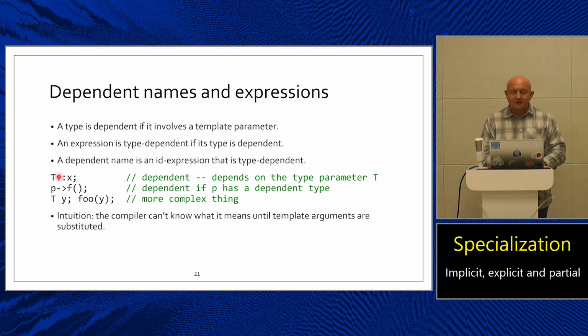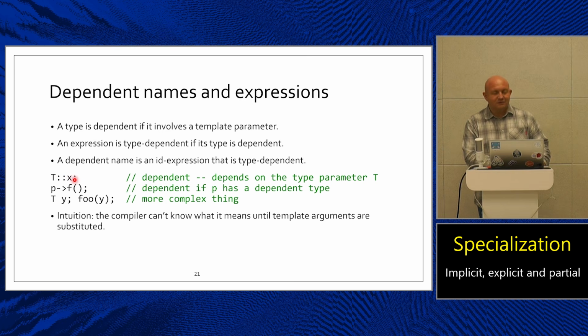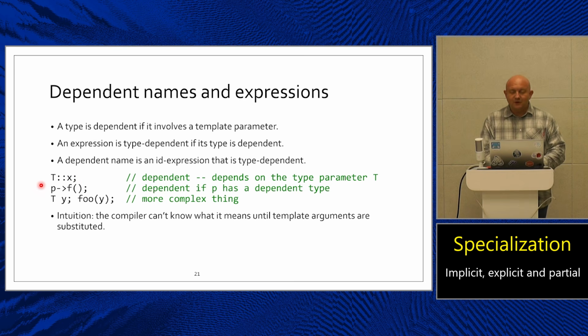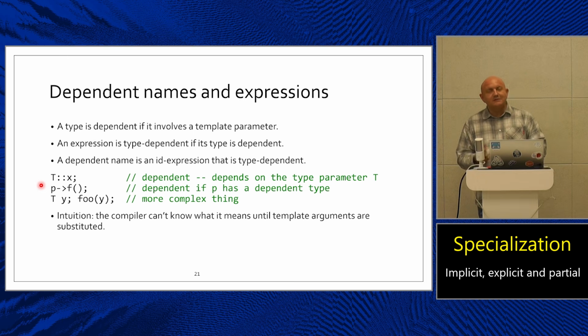Look, T::x. What is x? Is it a type, a static variable, a function? We have no idea until we know what T is. And the same logic applies to p->f. What is f? It all depends on the type of p. So the intuition is that the compiler can't know what these things mean until it substitutes the template arguments.